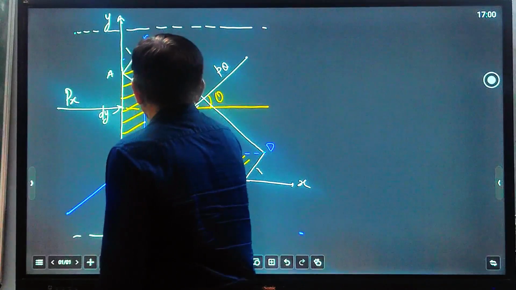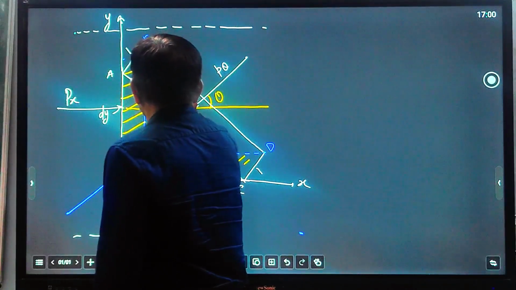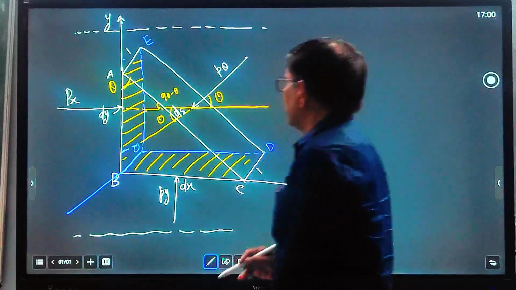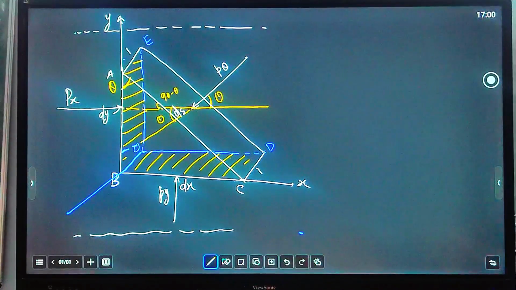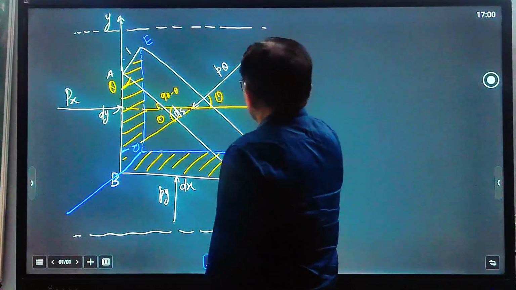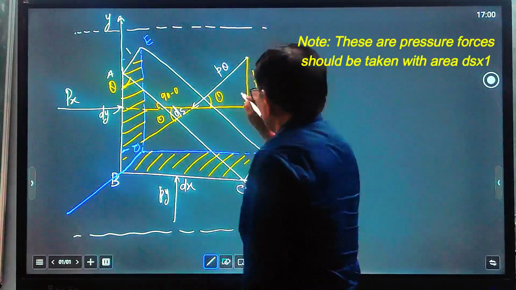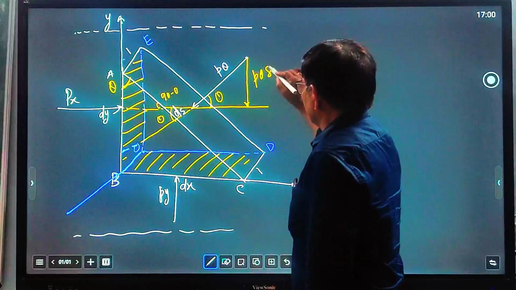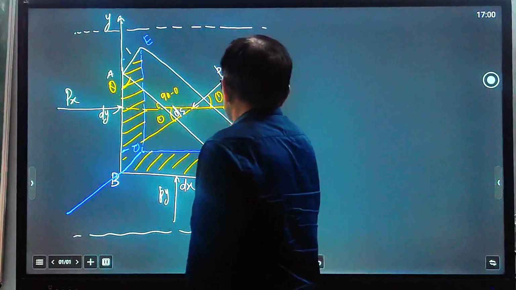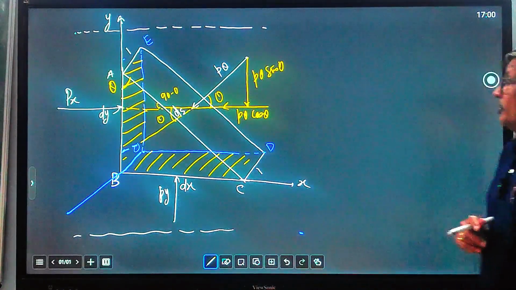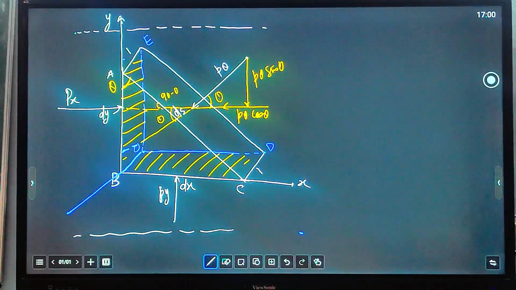So this angle, if it's 90 minus theta, is equal to theta. Angle BAC equals theta. And here we resolve P theta into two directions: the vertical component P theta sine theta, and the horizontal component P theta cos theta, and this length is ds. So, resolving forces along the x and y axes.